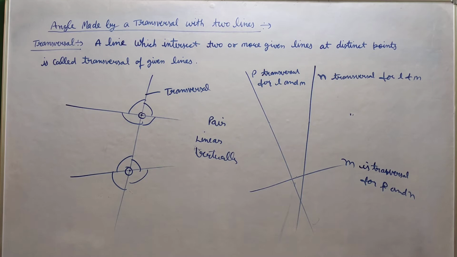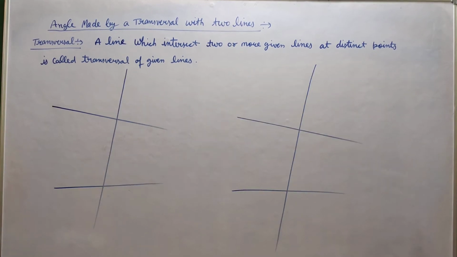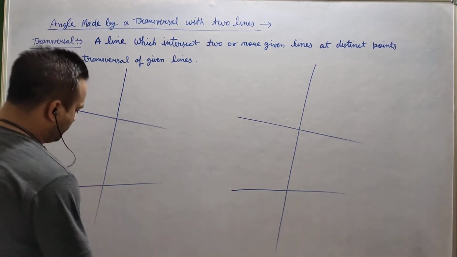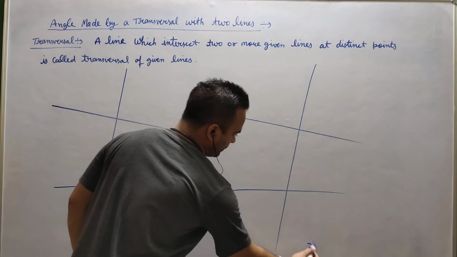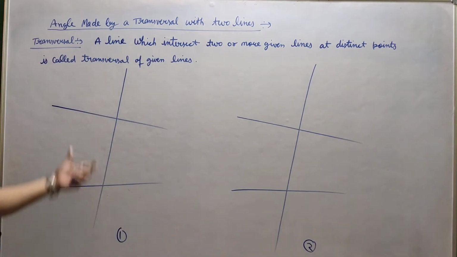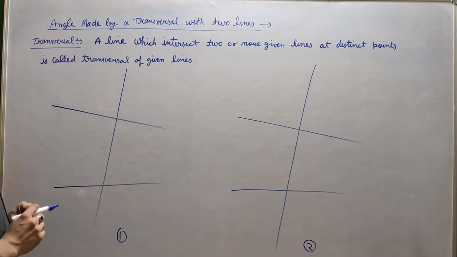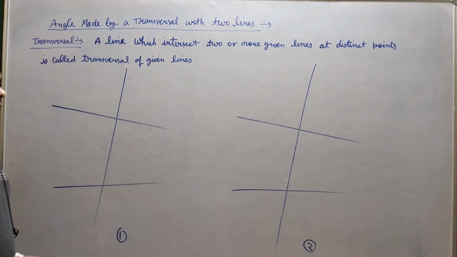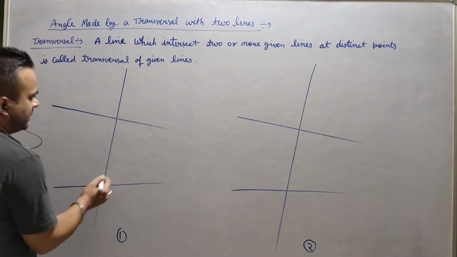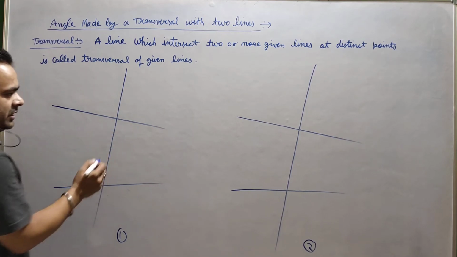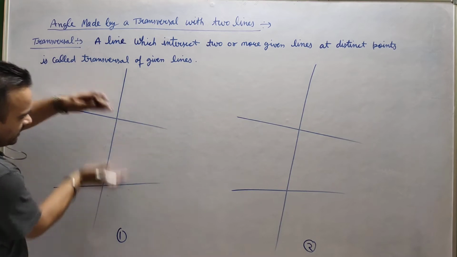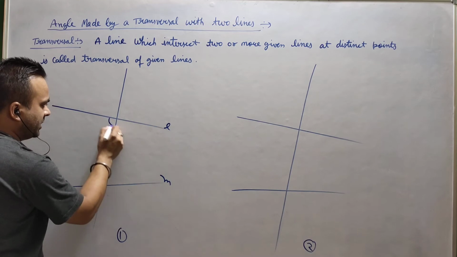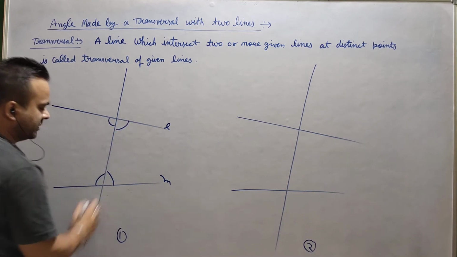Now I am coming to the next point. Now students, I have drawn two figures here, figure 1 and figure 2. In the first figure and second figure, one transversal is there for these two lines. But in the first figure, I will take only the interior angles. Interior angles are those which are interior to these two lines, right? So suppose I am taking this angle, this angle, this angle, and this angle.